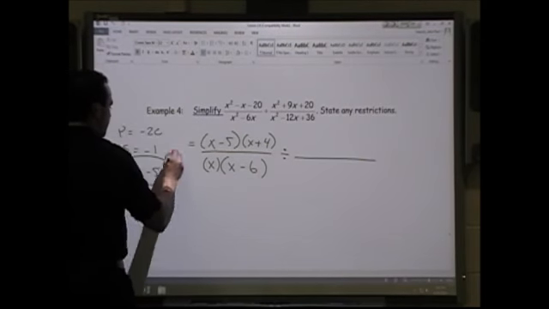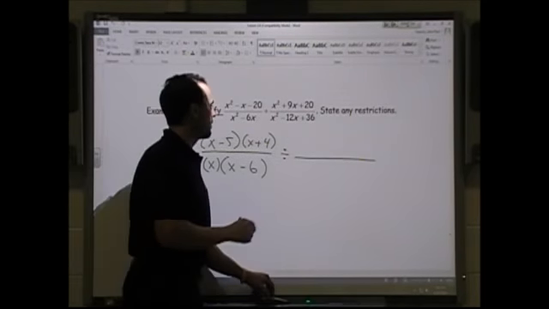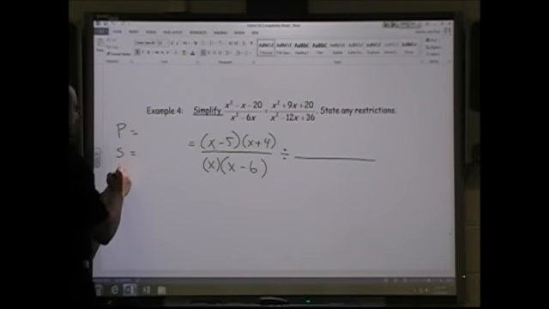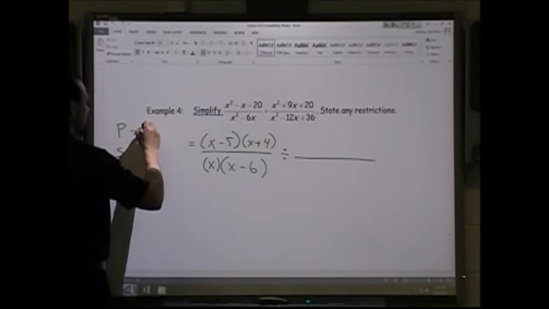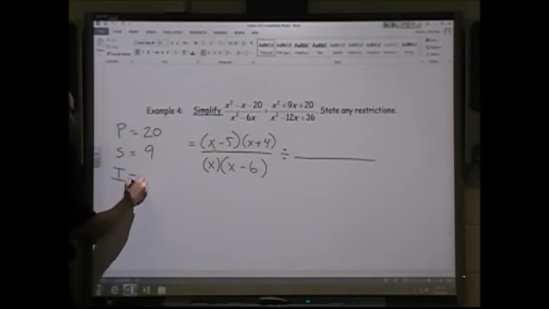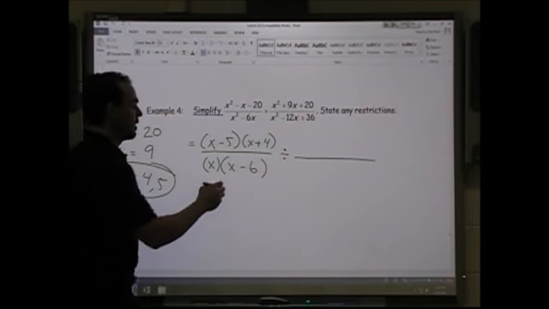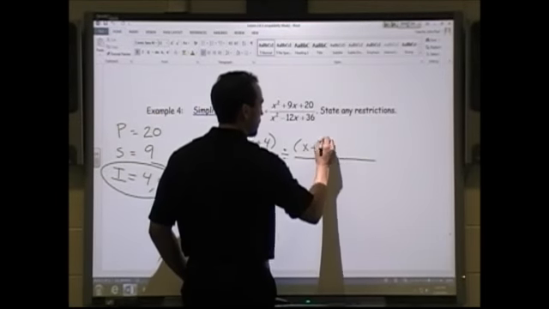Then my next one, over here, I have x squared plus 9x plus 20. If I use the product-sum integer rule again, because that's just a simple trinomial, the product is 20, the sum is 9. Two numbers that multiply to 20 and add to 9: 4 and 5. So this is x plus 4, x plus 5.